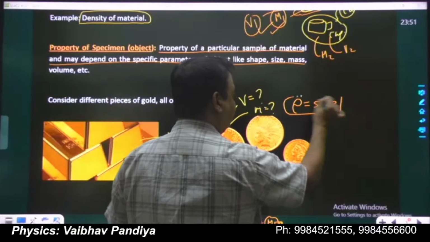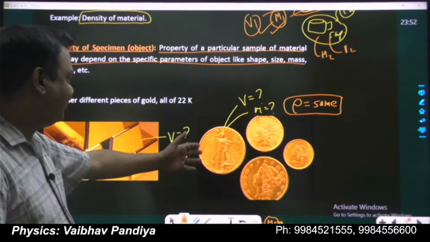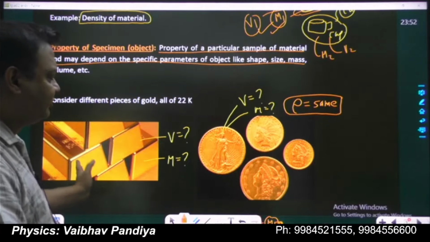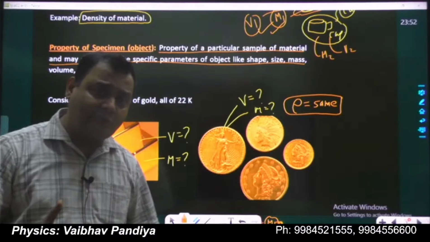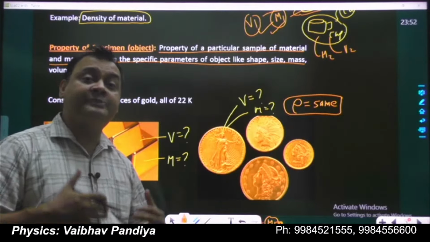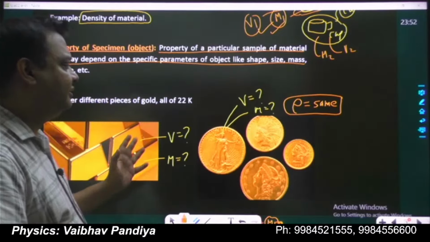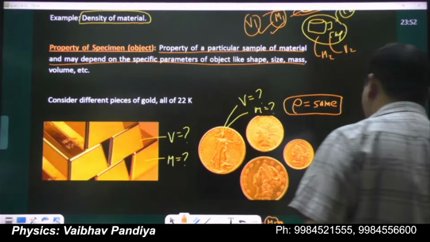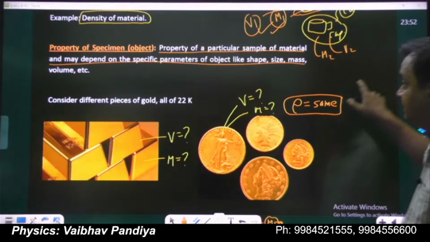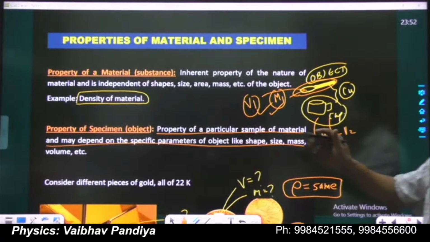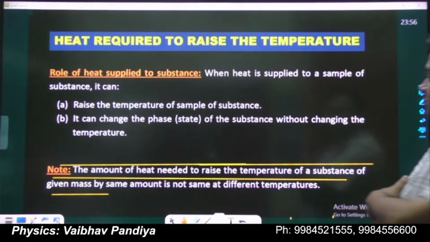Yes, because density is the property of the material. And when you're talking about the gold of the same carat, 22 carat, they will have the same density. Of course, they are different specimens, they are different objects, so they will have different masses, they will have different volumes, but the density will remain the same. So this is how we got the meaning. What is the difference between the property of a material or substance and the property of a specimen or object?